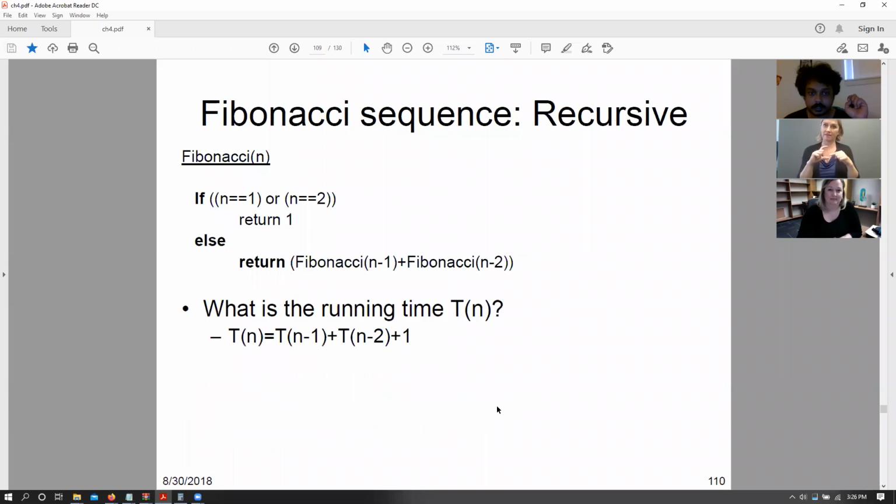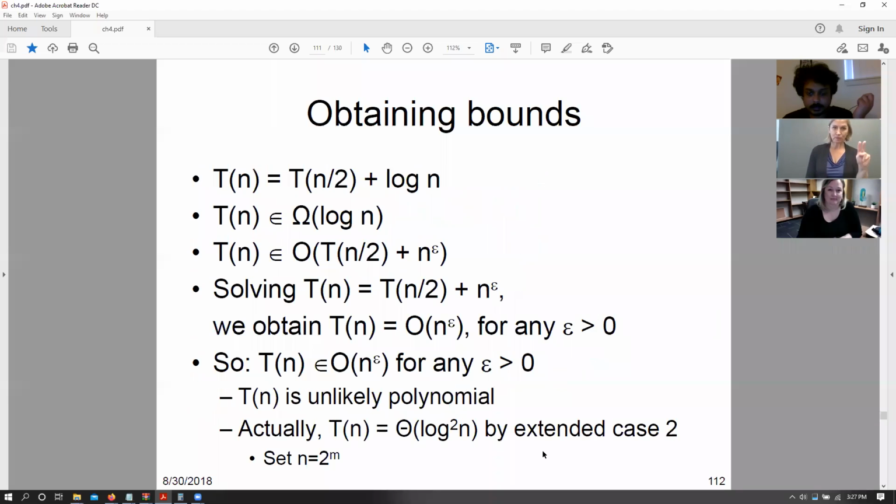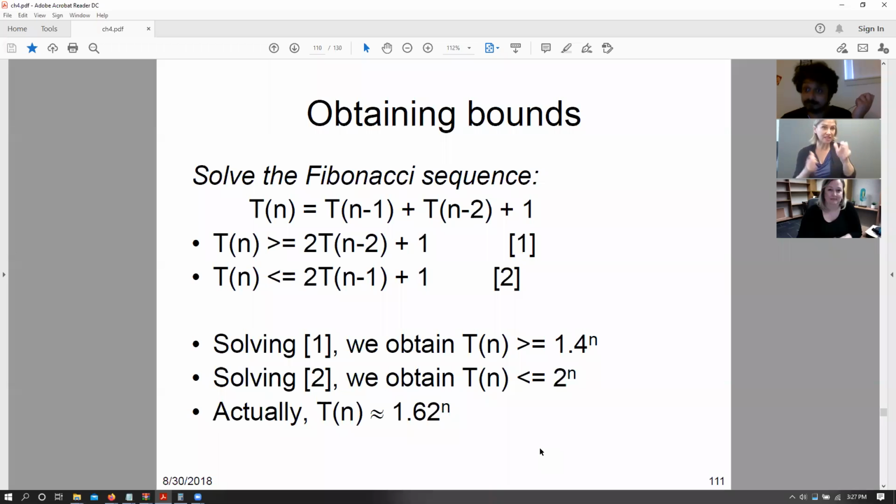And 2T of n minus 1 was theta of 2 to the power of n. Right. So solving for both, we can say that T of n is greater than or equal to 1.4 to the power of n, while it is less than 2 to the power of n. Actually, in the average case, this complexity becomes 1.62 raised to the power of n. So in this case, it's actually faster to do it the other way, right?